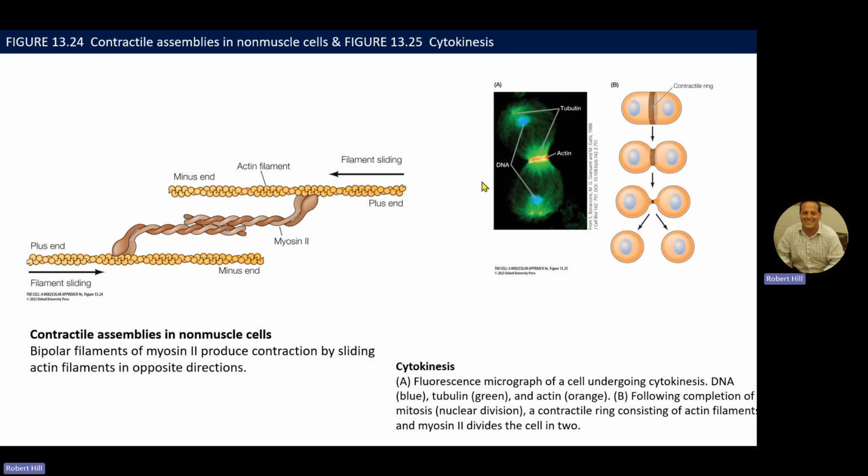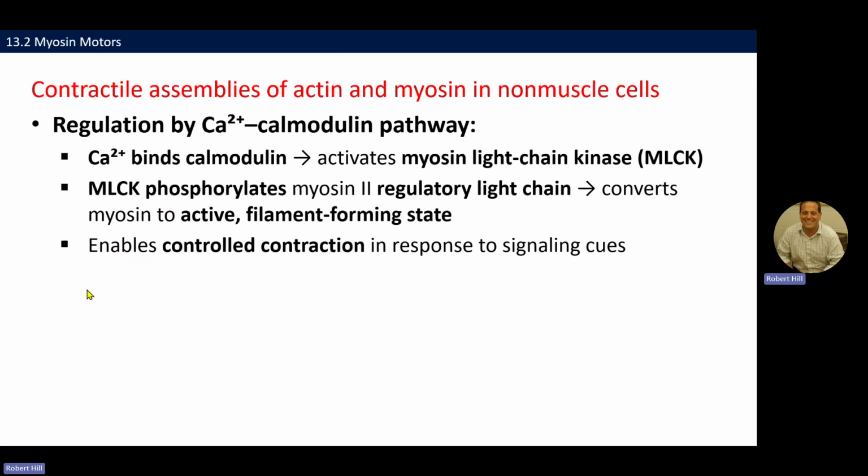All right, this is a fluorescent image showing the contractile ring during cytokinesis and how that operates. That should be familiar to many of you, to result in daughter cells following mitosis.